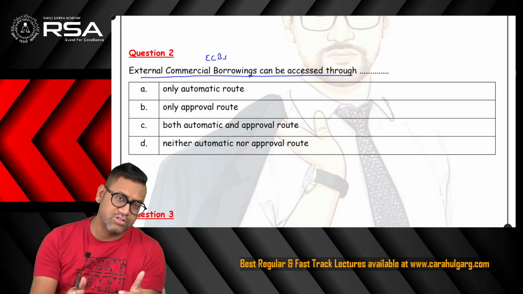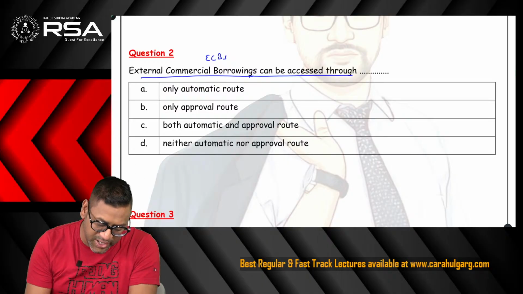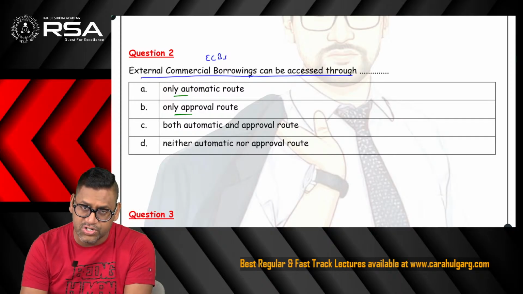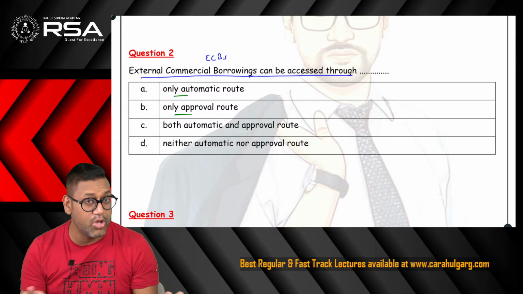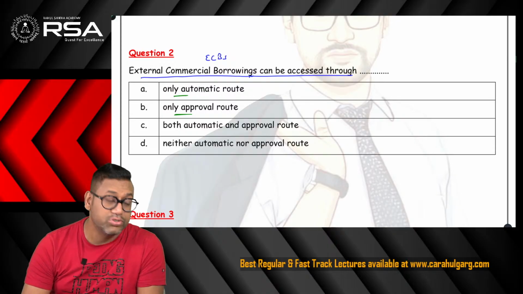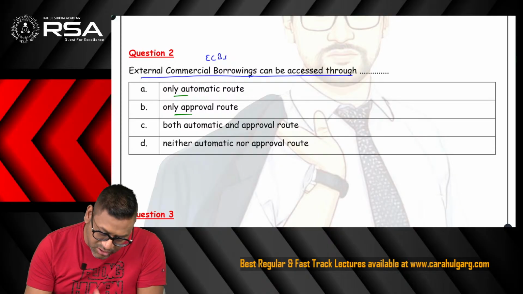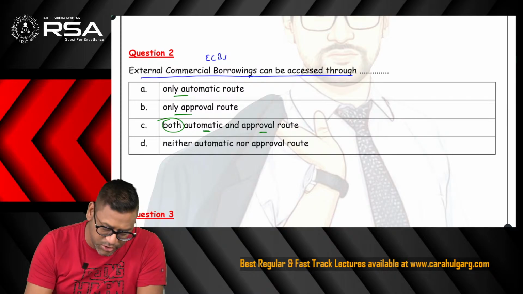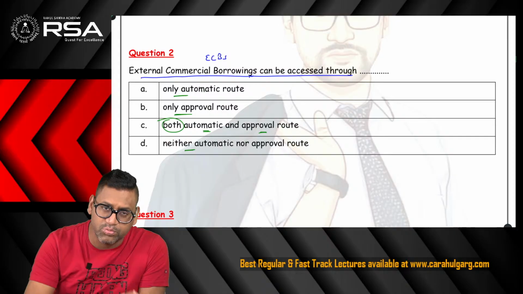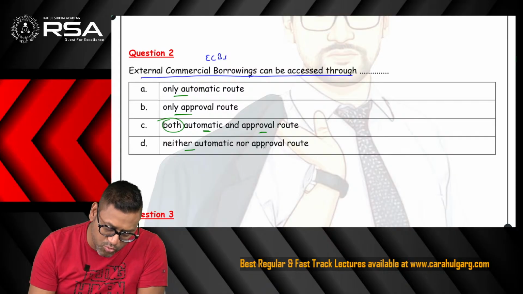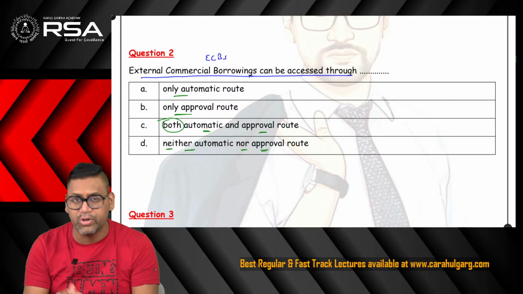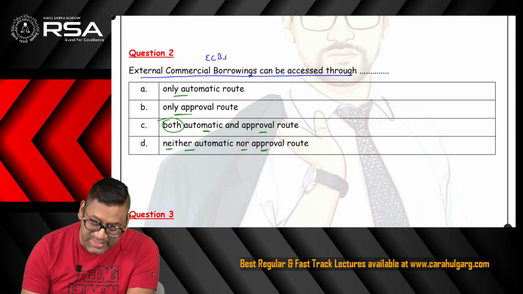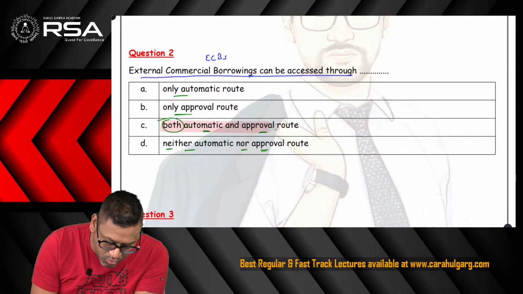So it is saying the external commercial borrowings can be accessed through either the automatic route, or you have to take the approval. So first option is saying you can go only through the automatic route, there is no approval. But the option B says no, there is no automatic route, only approval route. And the third option says it can be automatic as well as the approval route. And the D option says you cannot get the money from the foreign country via ECB, either automatic or approval. So neither automatic nor approval, you cannot get the money. So which option is correct? What do you think? The option number C is correct, both automatic and approval route.